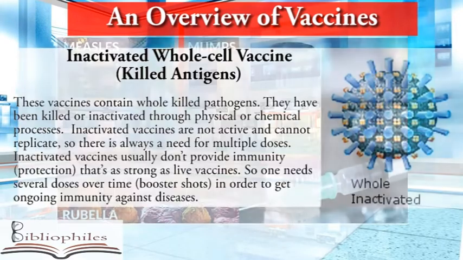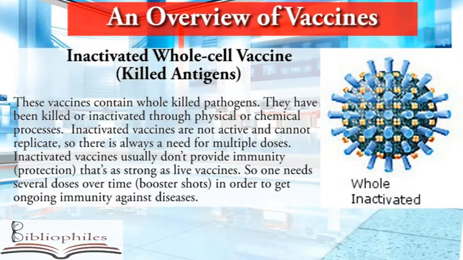Now, the second type of whole pathogen vaccine is the inactivated whole cell vaccine, that is the killed antigens. This type of vaccine contains whole killed pathogens. They have been killed or inactivated through some physical or chemical processes. Inactivated vaccines are not active and cannot replicate, so there is always a need for multiple doses. Inactivated vaccines usually don't provide immunity that is as strong as the live vaccines.